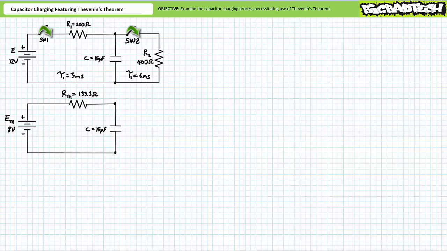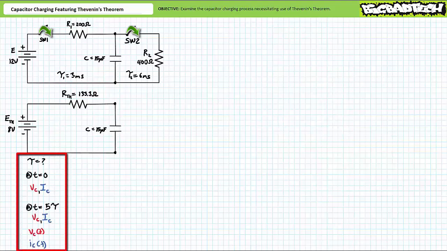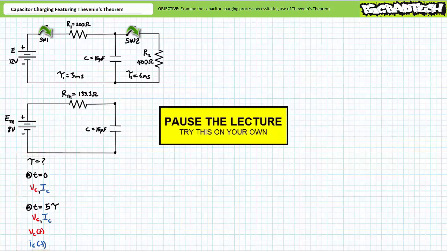Speaking of which, since you've had ample experience analyzing these types of charging circuits, analyze this circuit. If you need a task list, here it is. Determine the time constant for the charging process. Determine the initial conditions for the capacitor. Determine the final conditions for the capacitor. Determine the time-varying expressions for voltage across the capacitor and current through the capacitor. And finally, draw plots of voltage across the capacitor and current through the capacitor for a full charge of 5 time constants. By all means, pause the lecture and try this on your own.